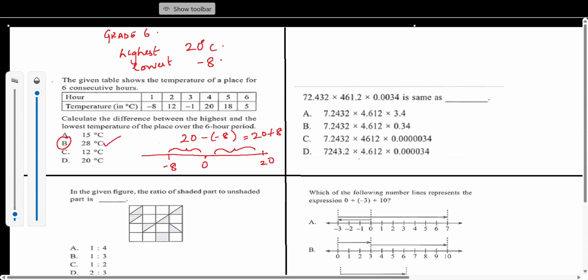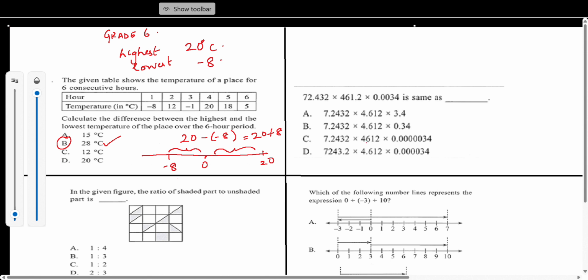Coming to the sum on the top right, we have a multiplication of 3 decimals given. 72.432 into 461.2 into 0.0034 is same as. Now if you look at it, all the options have the same number patterns. The decimal places are shifted. So this is centered around the idea that when you multiply decimals or numbers involving decimals, the resultant will have as many decimal places as the involved numbers that are being multiplied.